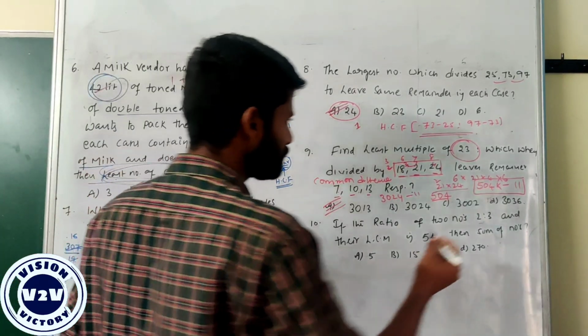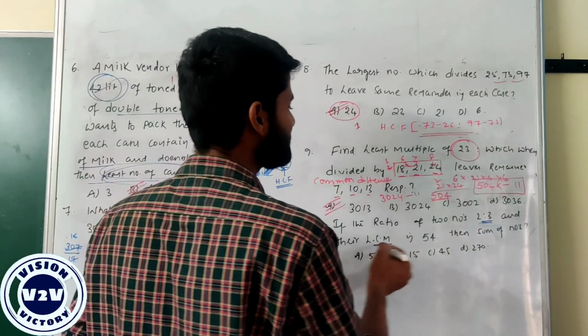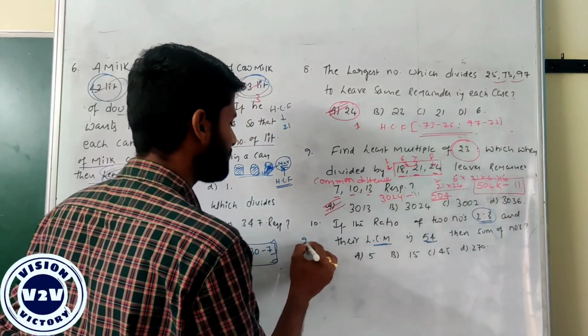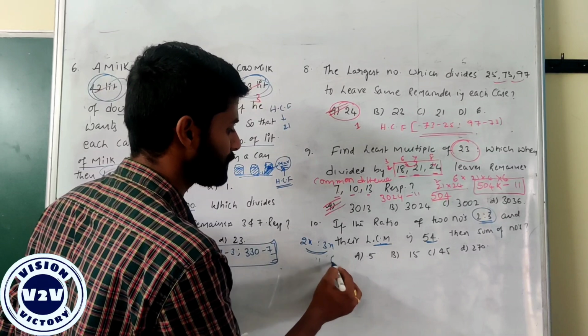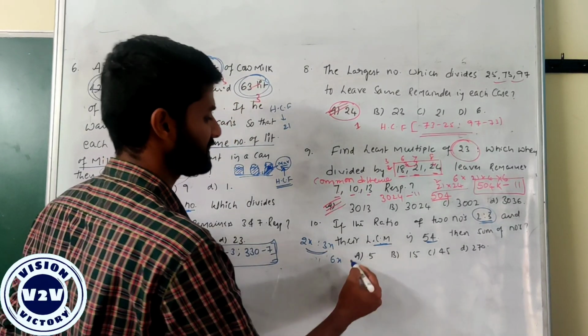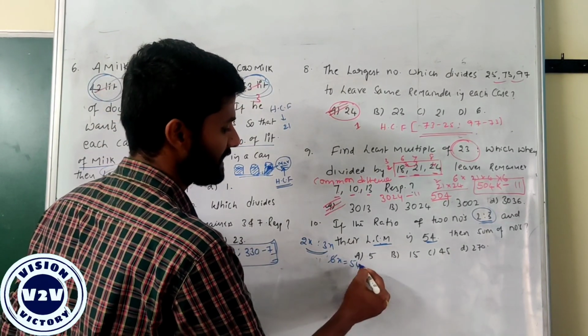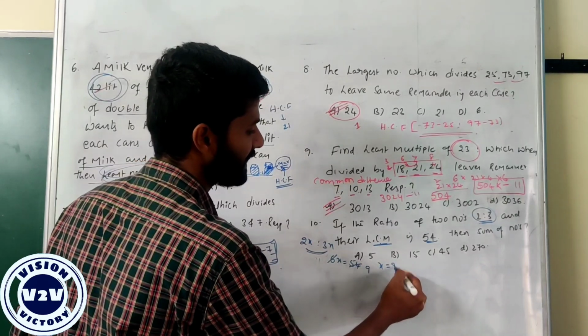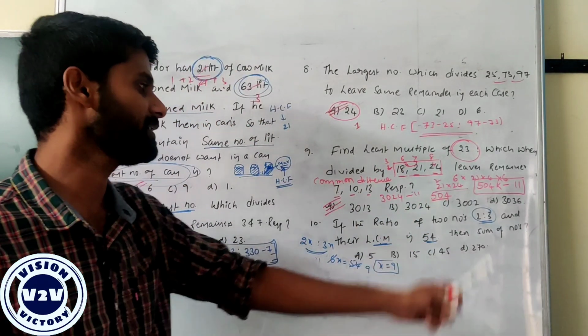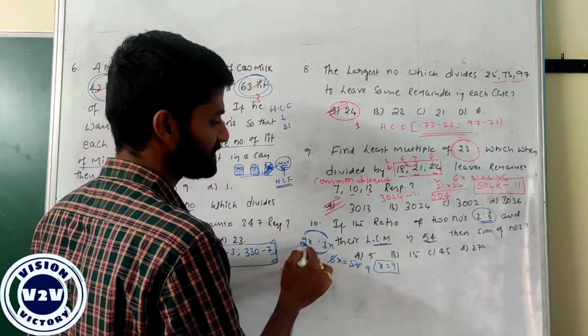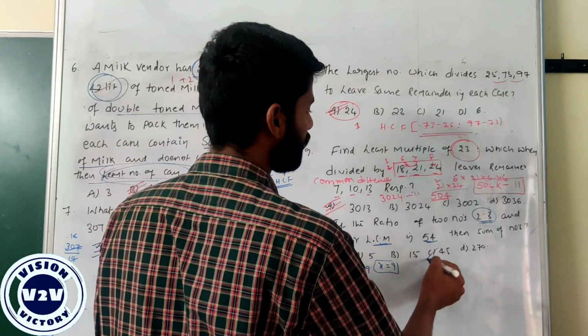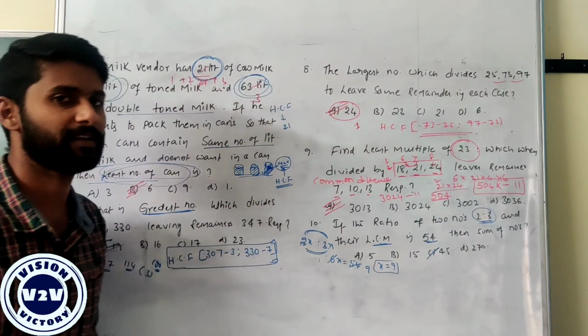The ratio of two numbers is 2:3, and their LCM is given. See, if the ratio is given, the exact numbers are 2x and 3x. If you want the LCM of these two, it is 6x. The LCM is 54, so 6x is 54 and x becomes exactly 9. Then my question, the sum of two numbers means 2 plus 3, which is 5x. 5 9s are 45. The option is 45.